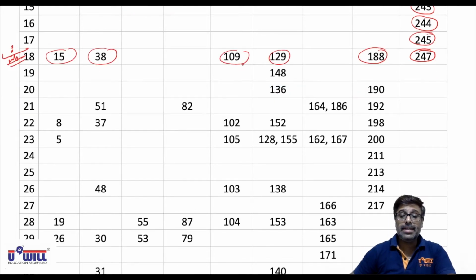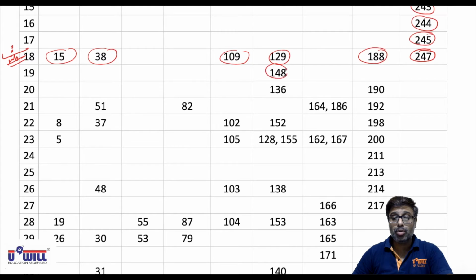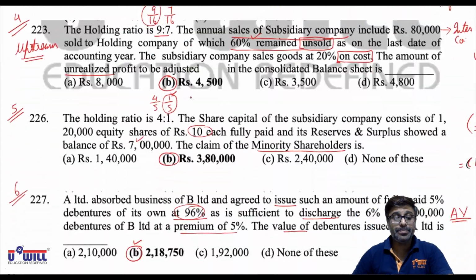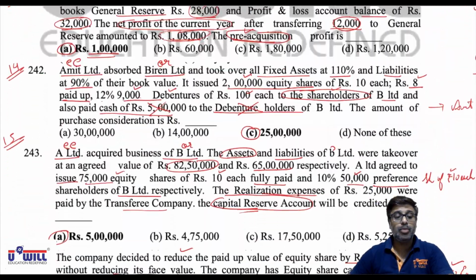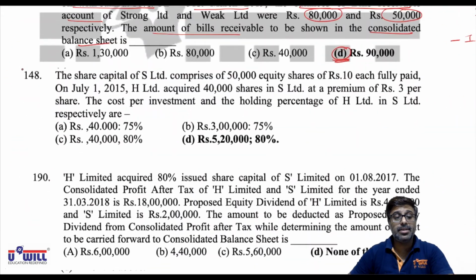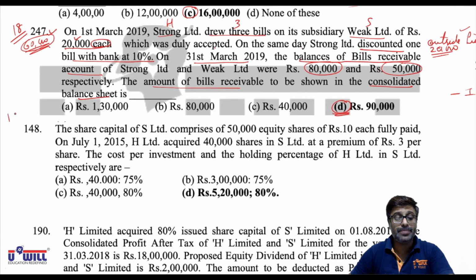Now question 19 I'll be taking up with 148 question. All of you look at it. Question number 148 of your study material. The share capital of S Limited comprises of 50,000 equity shares of 10 each fully paid up. On July 1, 2015, holding company acquired 40,000 shares in S Limited at a premium of rupees 3 per share.